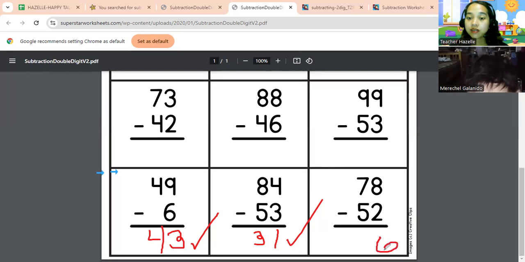Right? 7 minus 5 equals how many? You can do it. 2. Correct. What's the final answer, Ivan?